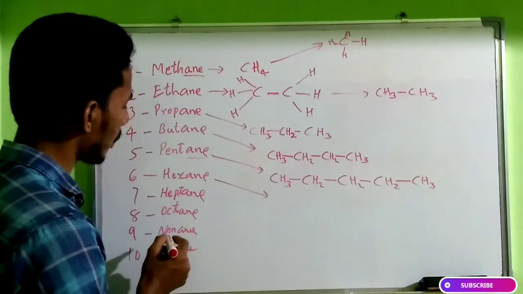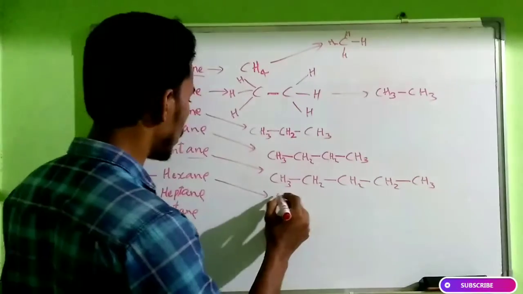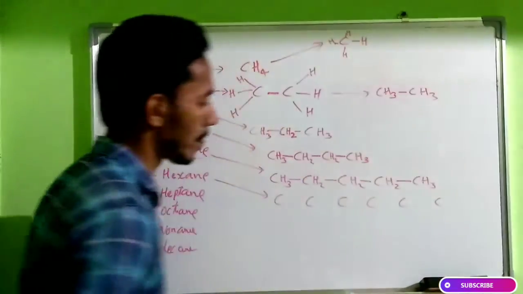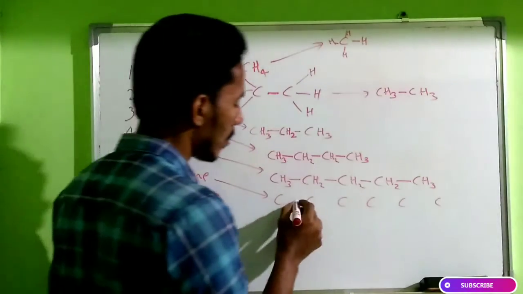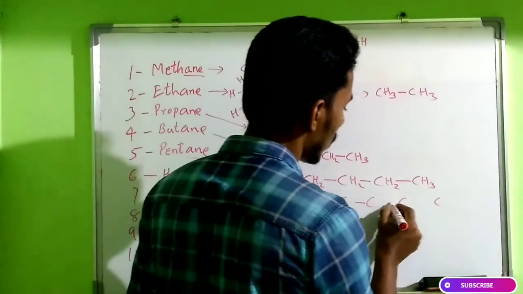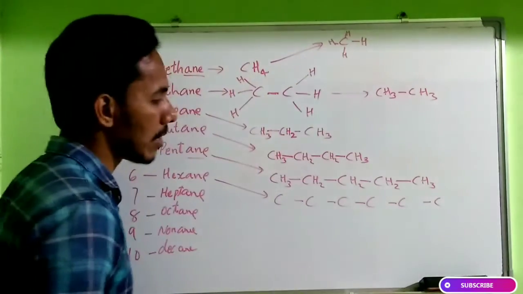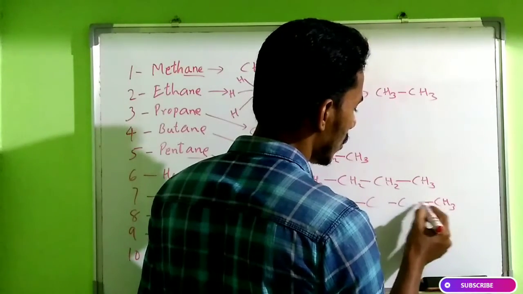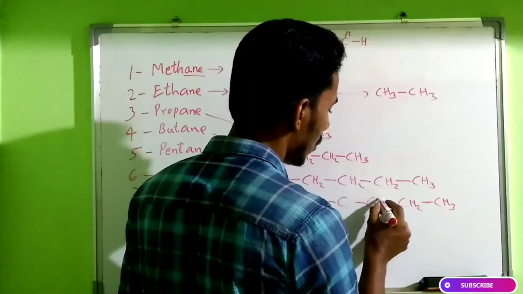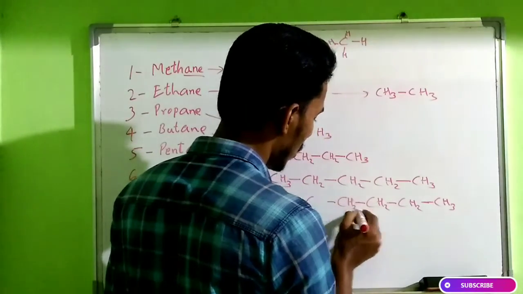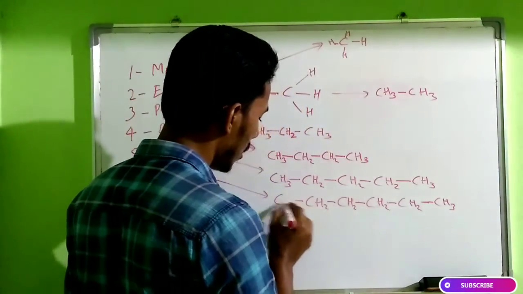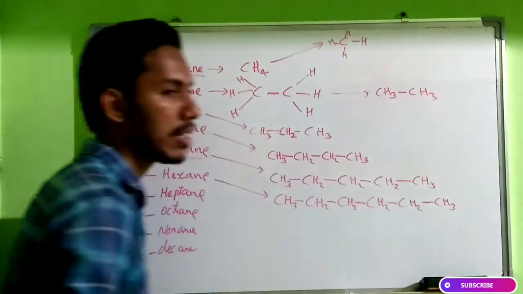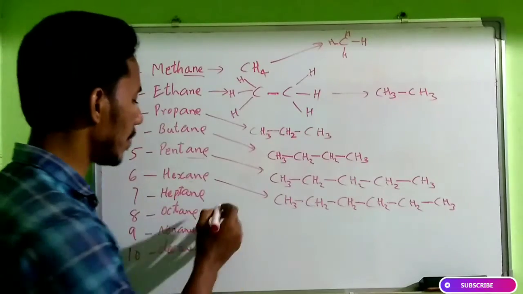Next one. Hexane. Hex means 6. 1, 2, 3, 4, 5, 6. ANE means only single bond. Fill the other valency. Only 1 here, 3 left. In the middle, 1 and 1, 2 left. There is only one at the end. CH3, CH2, CH2, CH2, CH2, CH3 is the representation of hexane.